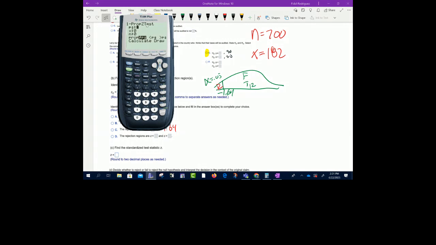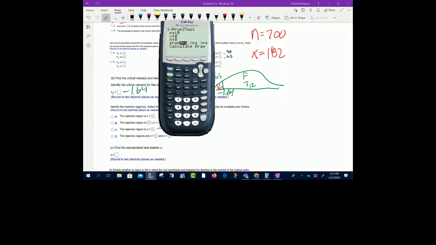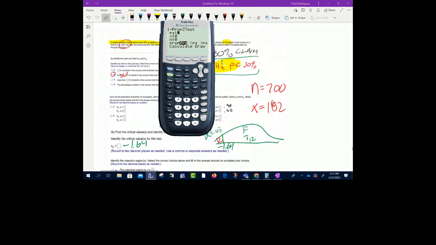Okay, and let's see. My P0, y'all, is the percentage that we were talking about from the beginning. And the percentage we were talking about from the beginning was what, 30%? So we're going to put a 30 right there. Now my X is a number that I just found out right now, which was the 182. And again, remember how we got the 182? It told us 26%, but it was 26% of 700. So I'm going to go 182 out of my N, which is 700.